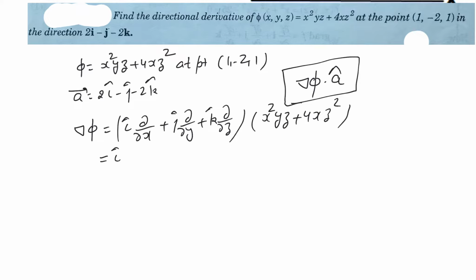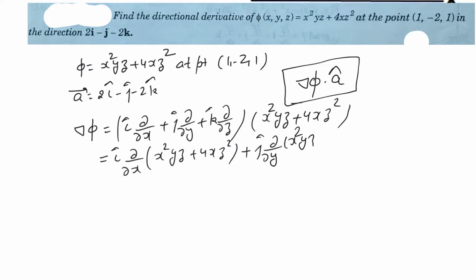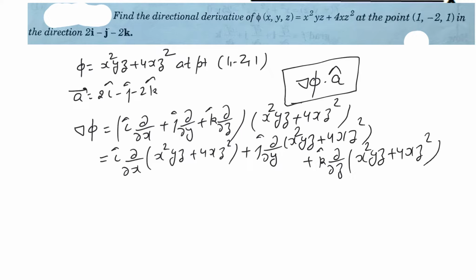Next, this will be written as i cap partial by partial x of x square yz plus 4x z square, plus j cap partial by partial y of x square yz plus 4x z square, plus k cap partial by partial z of x square yz plus 4x z square. So this thing is further equal to, this is the partial derivative with respect to x, treating y and z as a constant.